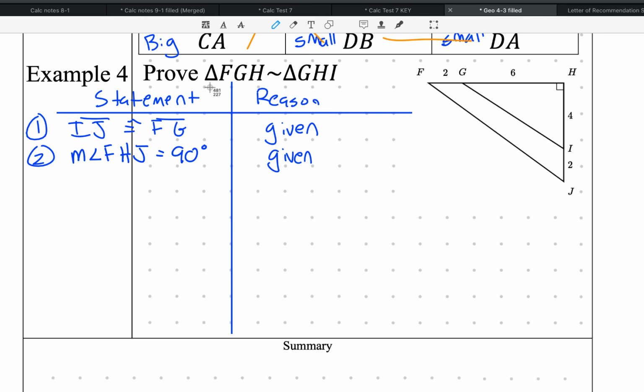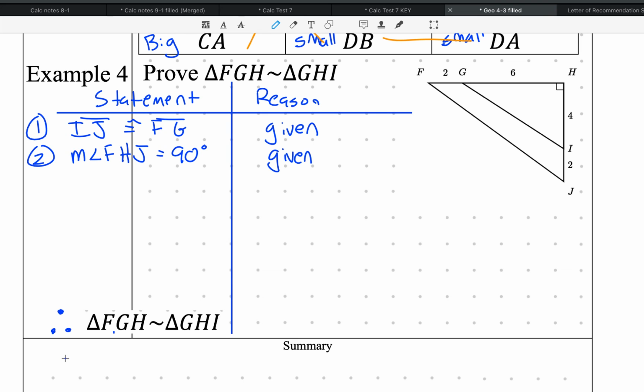I will go ahead and do the last line for you, not the reason though. You'll have to figure out the reason. Our last line is that those 2 triangles are similar. I'll do the little therefore for you as well. Therefore, those 2 triangles are similar.